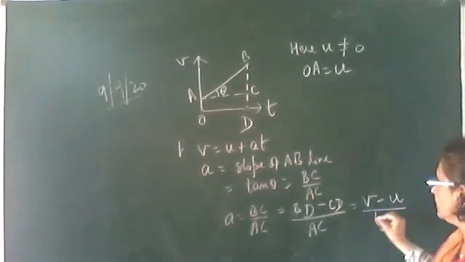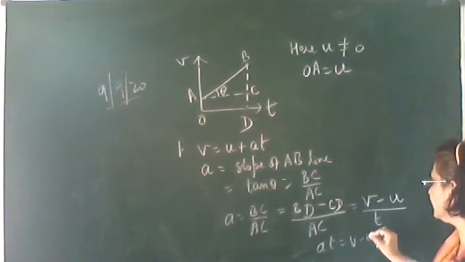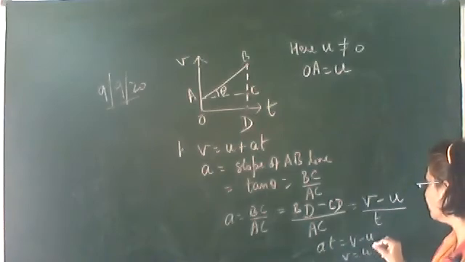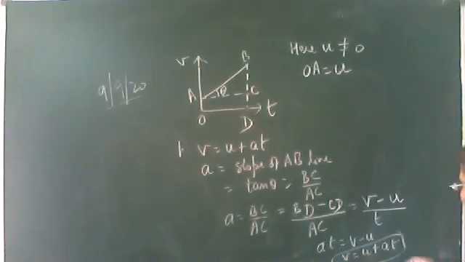So cross multiply. A into T is equal to V minus U. That is, V is equal to U plus AT, which is the first equation of motion. So here we got the first equation of motion.